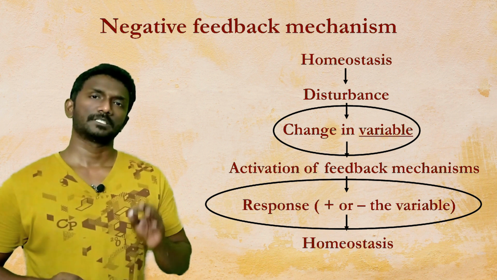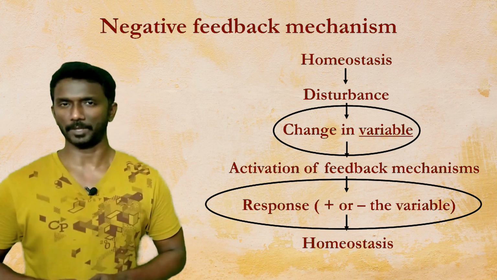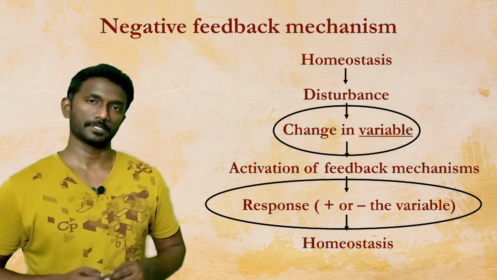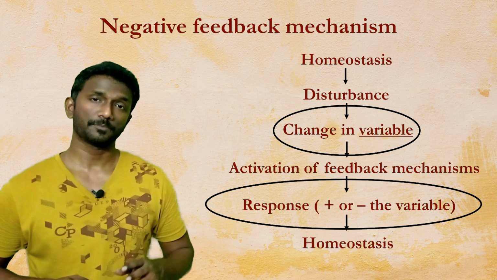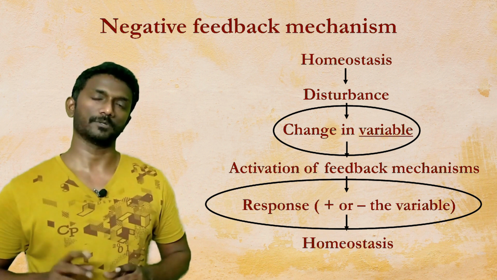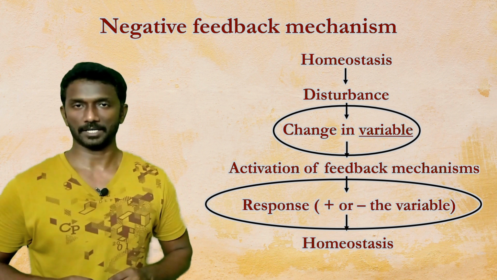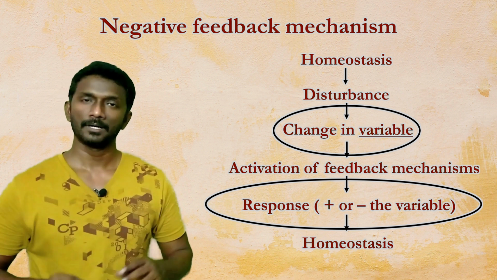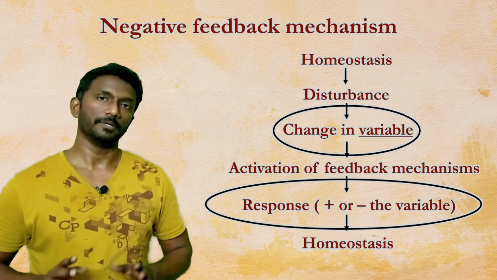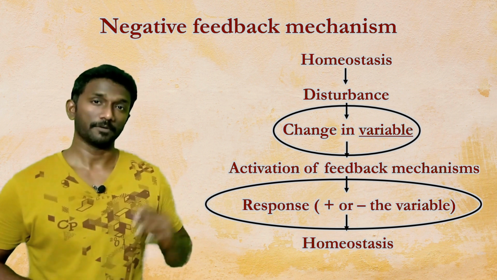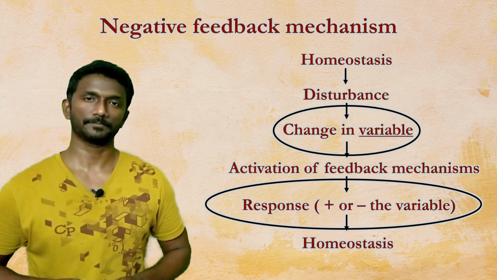If the disturbance stimulates the variable and the response is inhibition of the variable, or in other words, if the disturbance inhibits the variable and the response is stimulation of the variable to achieve homeostasis, this is a negative feedback mechanism. Please remember, the response and the variable change will be opposite to each other. When we see it with an example, we'll understand much better.